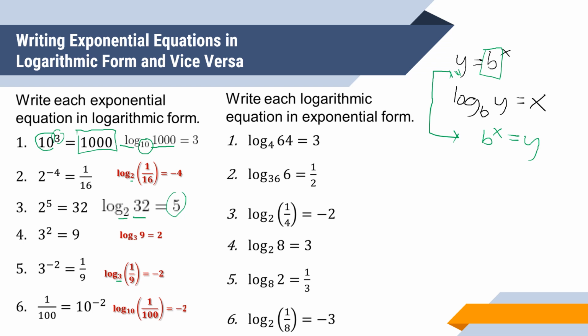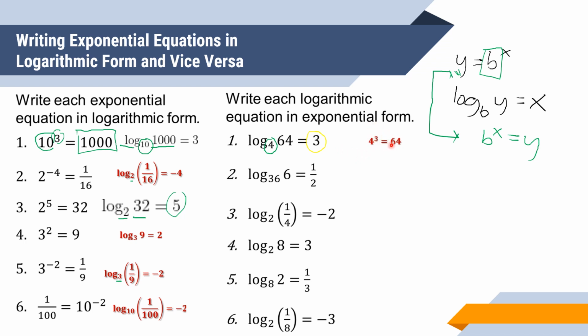In this example, this is our base. And this is our exponent. After the equal sign is our exponent. So we will write: our base is 4, our exponent is 3. So we will write 4 cubed is equal to 64.